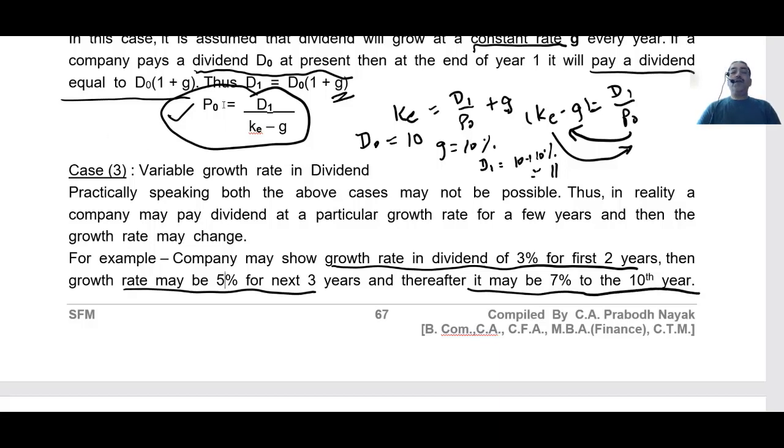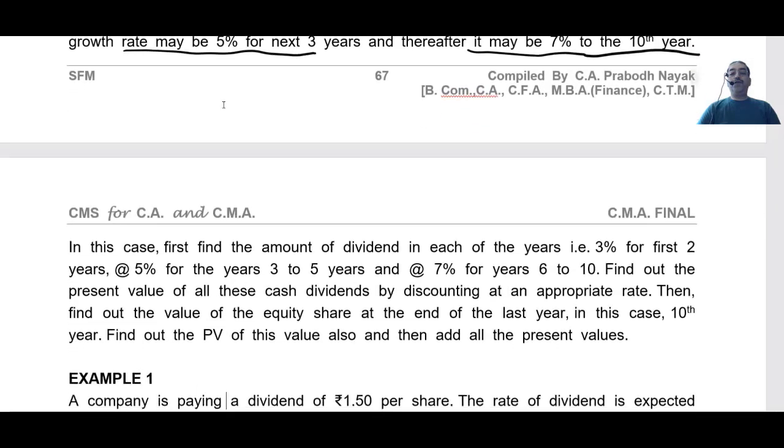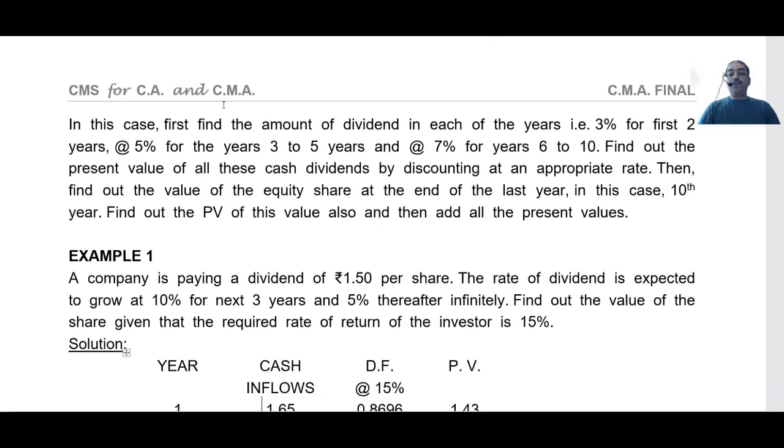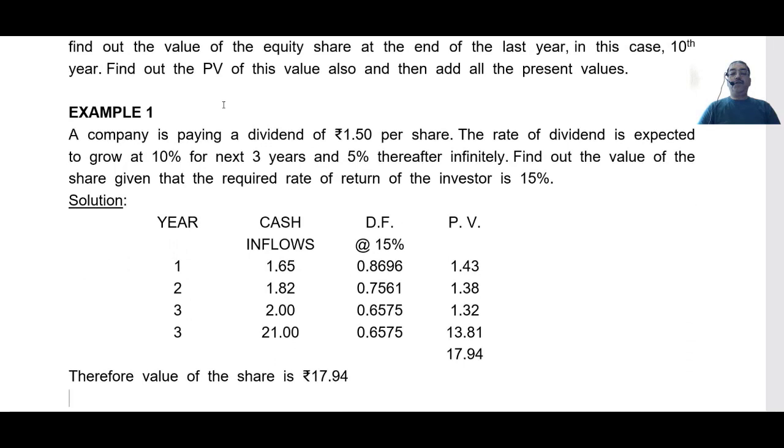Then in that case the formula will not be the same. Then what you have to do is, first find the amount of dividend in each of the years, that is 3% for the first 2 years, 5% in years 3 to 5 and 7% for years 6 to 10. Then find out the present value of all these cash dividends, and find out the value of the equity share by taking the total of all this. Now for this I have given you a small example here. Let us go through the example.